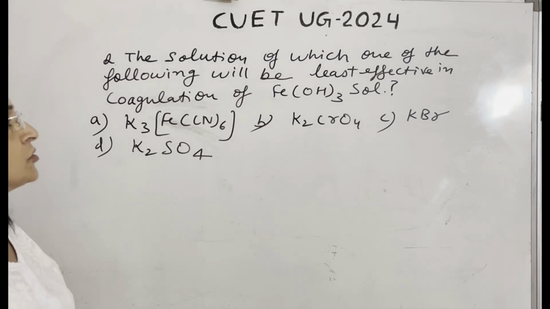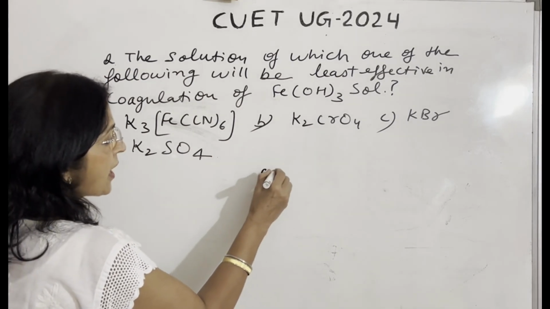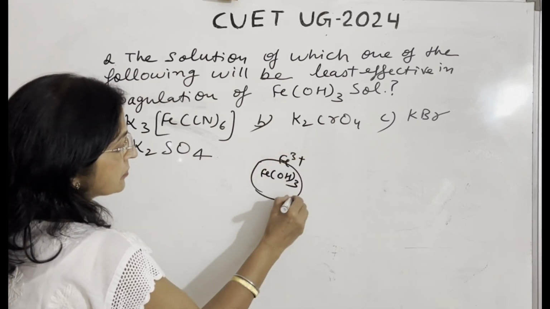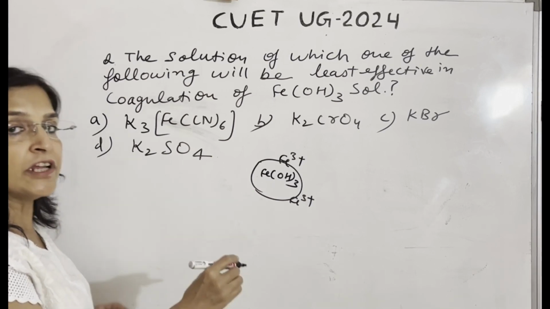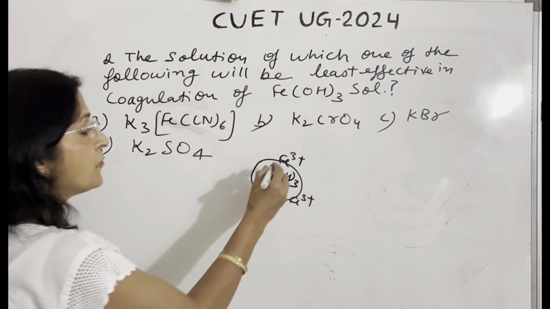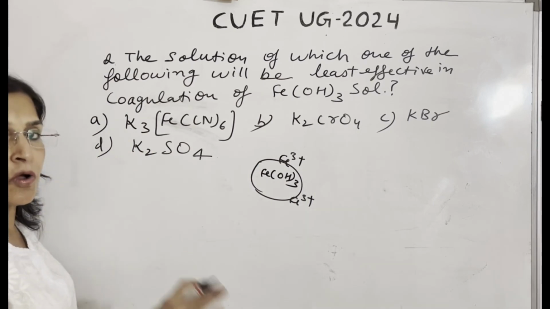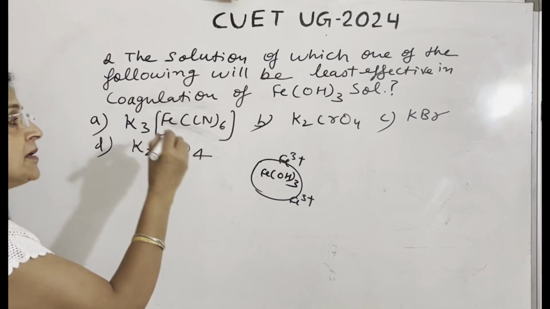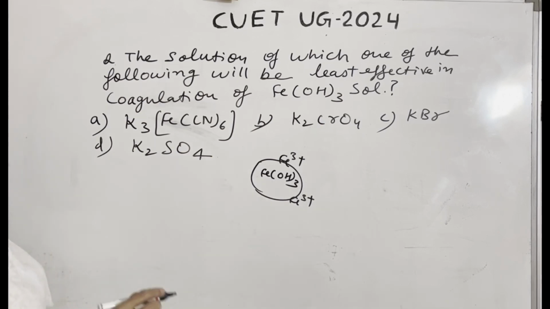Next question is, the solution of which one of the following will be least effective in coagulation of ferric hydroxide salt? Ferric hydroxide is an example of positively charged colloidal salt. Ferric hydroxide adsorbs ferric ion. तो फेरिक हाइड्रोक्साइड का जब हम कोएगुलेशन करेंगे, कोएगुलेशन का मतलब क्या है, फेरिक आयन की जो लेयर है इसको हमें खत्म करना है. फेरिक आयन इज पॉजिटिवली चार्ज, तो इसे कोएगुलेट करने के लिए हमें क्या चाहिए, एनायन चाहिए. तो हायर द नेगेटिव चार्ज मोर रेडिली कोएगुलेशन विल टेक प्लेस.